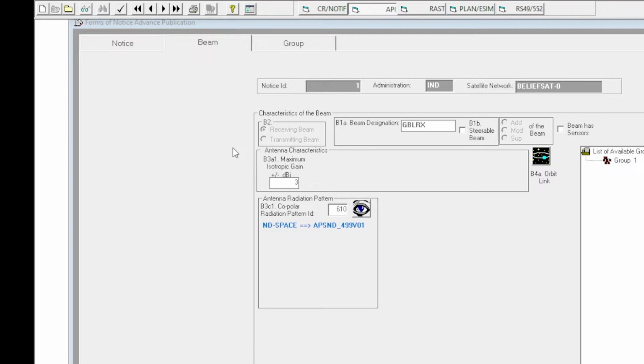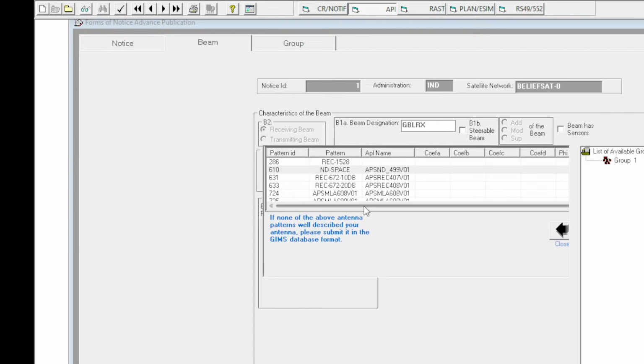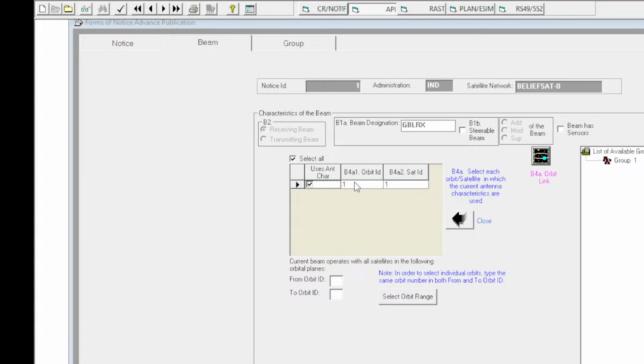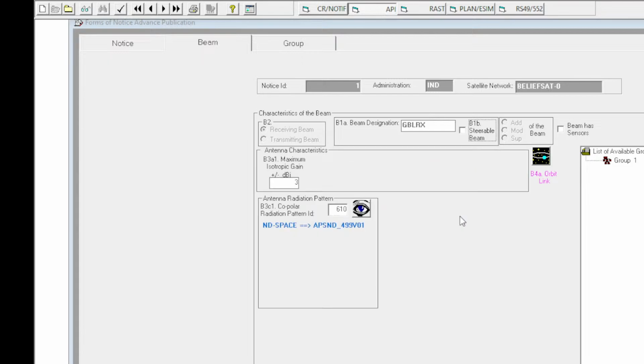Then we will move to beam. Beam is basically the channel which is coordinating information. In beam, we will be filling in the designation. So this is the RX beam, GBL RX. GBL is the abbreviation for global and RX is the abbreviation for receive. The isotropic gain is taken as 3 dBi. Then the coplanar radiation is taken as 610 for being in space. So 610 is basically taken for low power satellites, and we are a low power satellite, so we will be selecting that. The orbital link E4A, yeah. Orbit ID and sat ID would be 1 because we are the only one present in that orbit and the only satellite present in that plane.